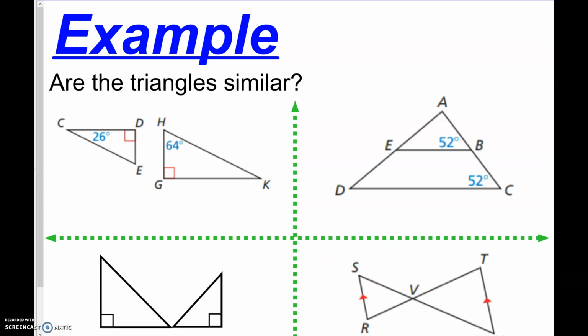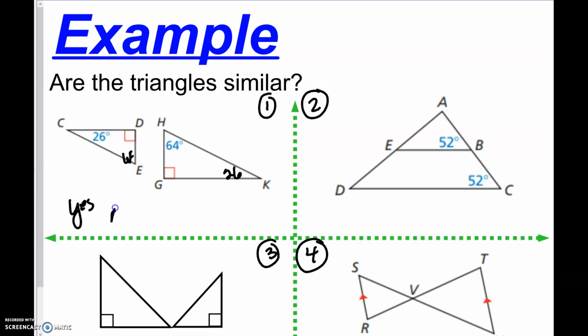All right, so do we have enough information here? Let me number them so we know which ones we're talking about. So in 1, is that enough information? So maybe you want to pause this, go through all 4 of them, say yes or no, and then come back and replay it so that you're checking your answers here. So the first thing I'm going to do is take 90 minus 64, and then I end up getting 26 in here. So this ends up being 26 and this ends up being 64. So this is yes, and it would be angle similarity.